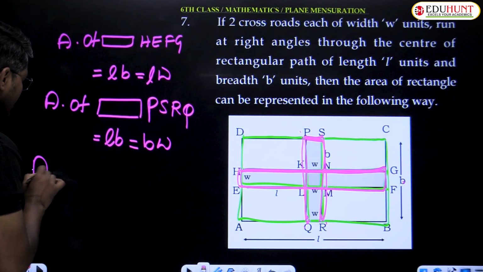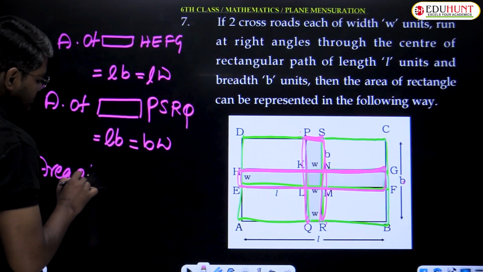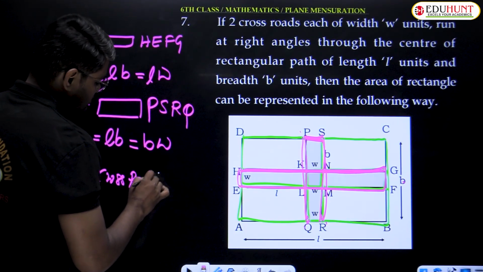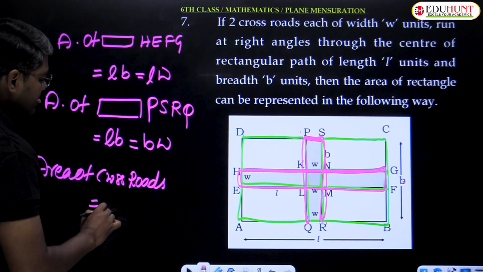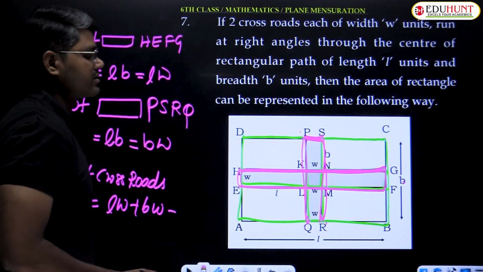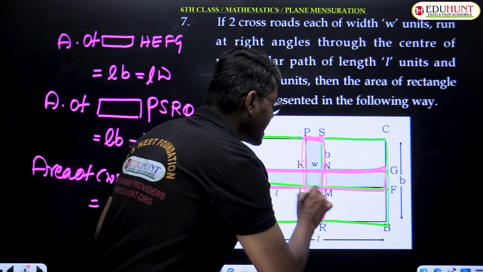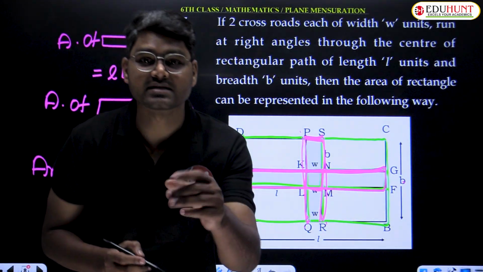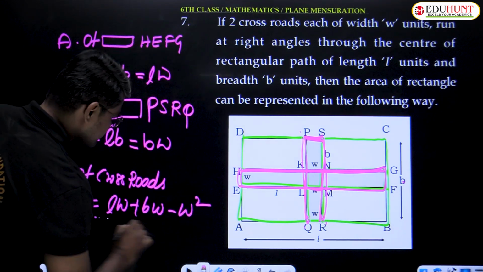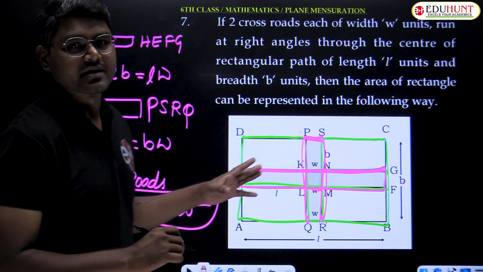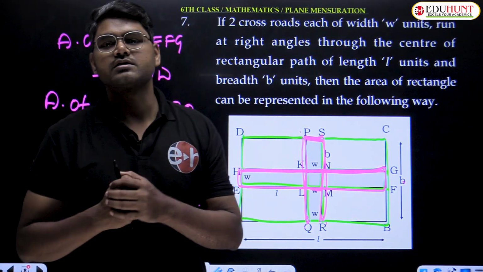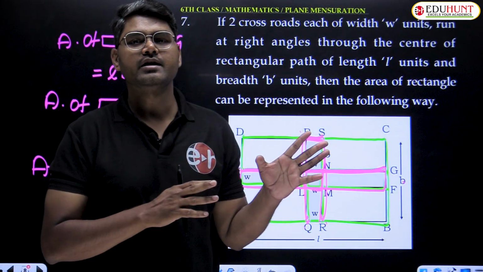So area of crossroads is equal to LW plus BW minus this square area, I have to subtract. That square area is W square. So minus W square, this is the area of the path here. This is the area of the two paths crossing over here. Okay, right.